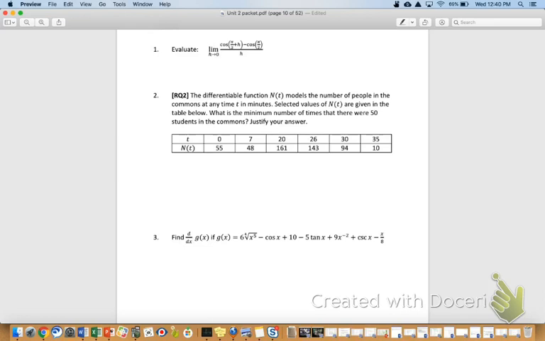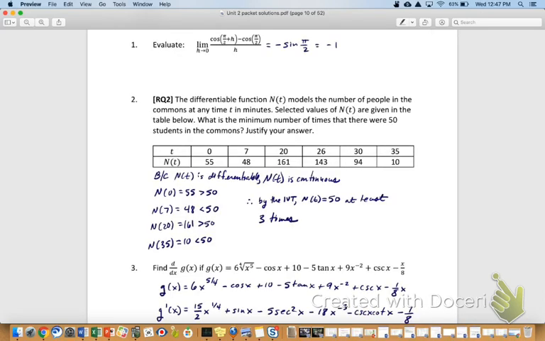And we're finding d/dx of g of x. Take about 10 minutes to do this, and then we'll check some answers. Okay, so number one, the answer is -1. We're going to find out that some people used the calculator to evaluate number one. It's great, but in the end, I would want you to be able to do number one without a calculator. We can talk about how that happened if you'd like.